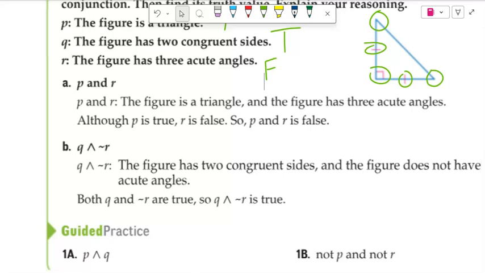P and R: the figure is a triangle, and the figure has three acute angles. Although P is true, R is false. So P and R is false. Okay, so thank you, Hutton.